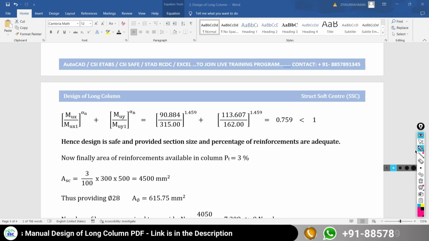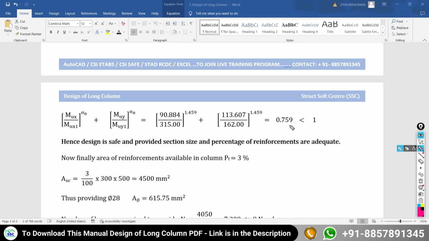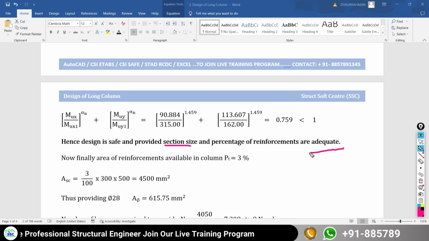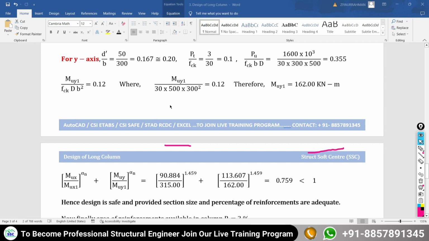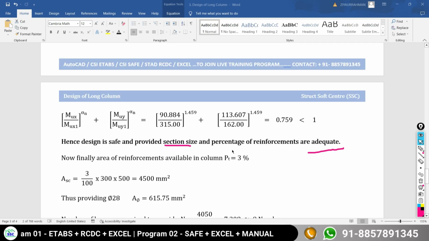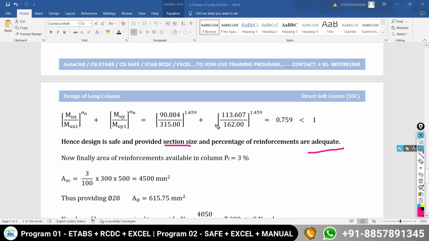So as the code has suggested, if this value comes out to be less than 1, at that time we can say that our provided section size and our provided percentage of reinforcement are adequate, or we can say it is safe. If this value comes out to be more than 1, at that time we need to increase the section size. We need to increase the percentage of reinforcement. So our design is okay. Our section size is okay. Our percentage of reinforcement is okay.